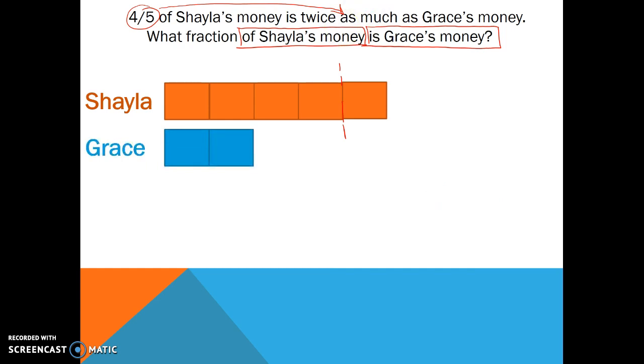Okay, now let's deal with the final question. What fraction of Shayla's money is Grace's money? So our "of" is on the bottom, and our "is" is on the top. Grace has 2 units. Shayla has 5 units. And that answers our question. So the fraction of Shayla's money that is Grace's money is 2/5.